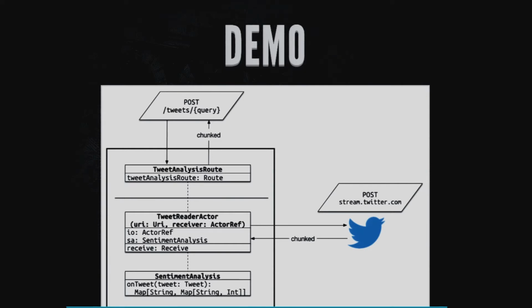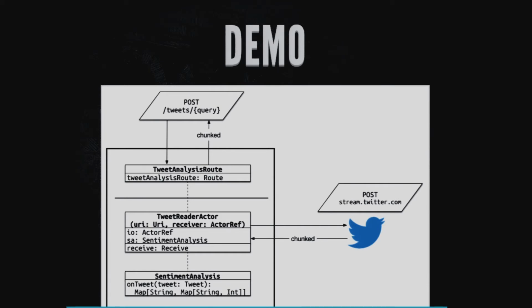Our AngularJS app is going to make a post to /tweets/query. So this will be the query that we send to Twitter. But what it's going to receive is a chunked HTTP response. It's not going to be just one response. It will be a chunked connection. And it's going to receive these bits, these chunks, which will be the analyzed data, as we receive tweets from Twitter. So there'll be no polling in this entire thing. It will be all entirely reactive.